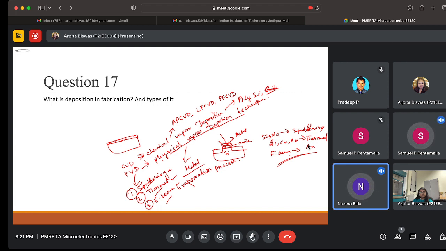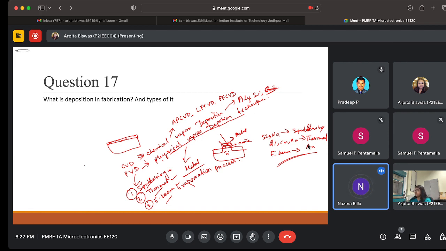Ma'am, I have an idea. Is it correct, ma'am? In the E-beam evaporation process, a high energy electron beam is used to evaporate the material that we want to deposit as a layer, madam. Yes, Nazma, you are right. A high energy electron beam, okay, then after that, what happened?